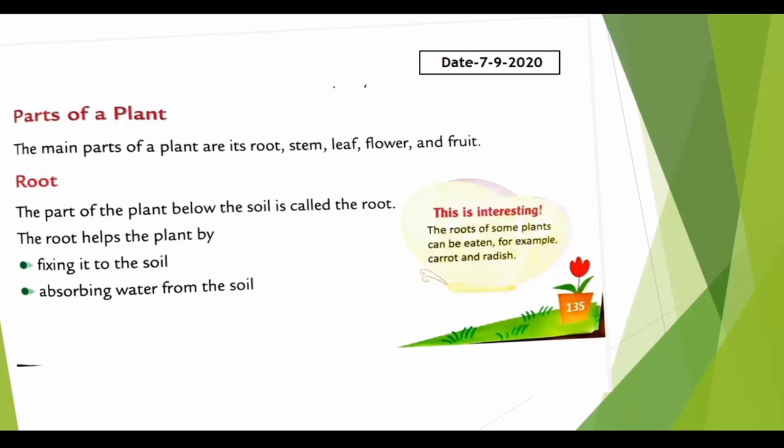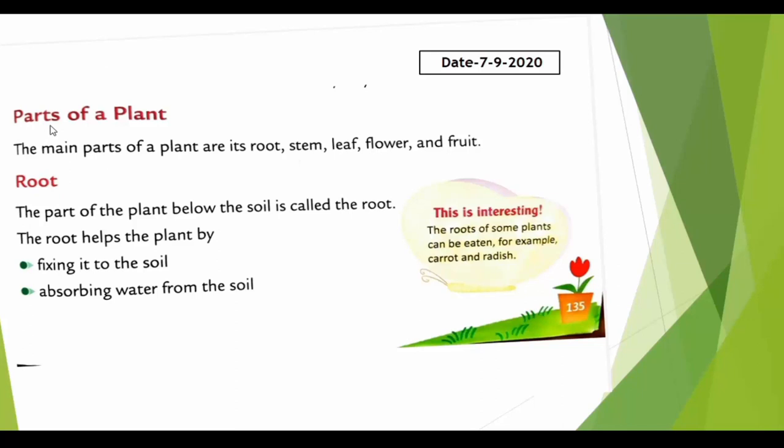Okay, Rukaiya. Now you are going to start reading. Come to page number 135. Part of planet. Planet? No. What is it? P-L-A-N-T. Plant. Very good. Repeat again.